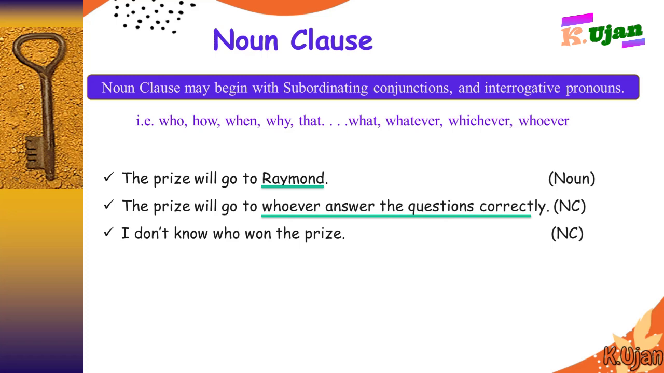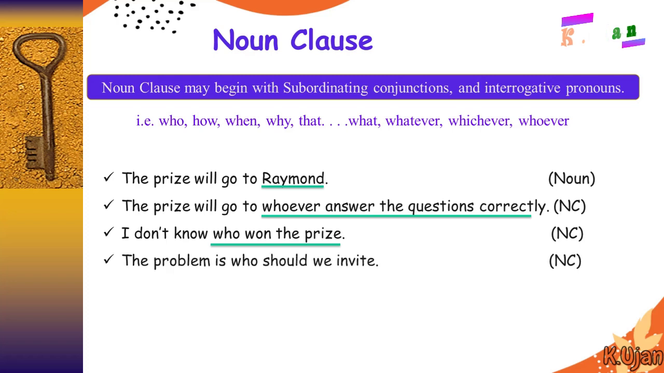I don't know who won the prize. So who won the prize is a noun clause because it is formed with the help of the interrogative pronoun who, and who won the prize is a subordinating clause, and it is used instead of a noun. Or here are more examples of noun clause, like the problem is who should we invite? So who should we invite is a noun clause.